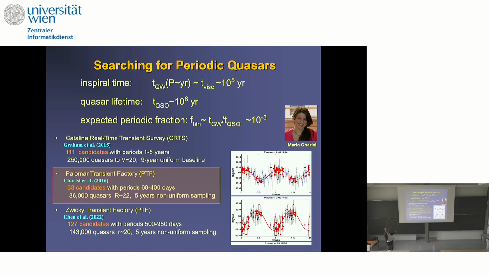Now, how rare should this be? The in-spiral time of the binary, so let me just say one more thing. The surveys that exist at the moment, now we're talking about practicalities. There are surveys which exist, which have large numbers of quasars, but most of them don't have time domain. They haven't monitored large parts of the sky. The exceptions are, one is called the Palomar Transient Factory, the other is called Zwicky Transient Factory. That should be a ZTF.